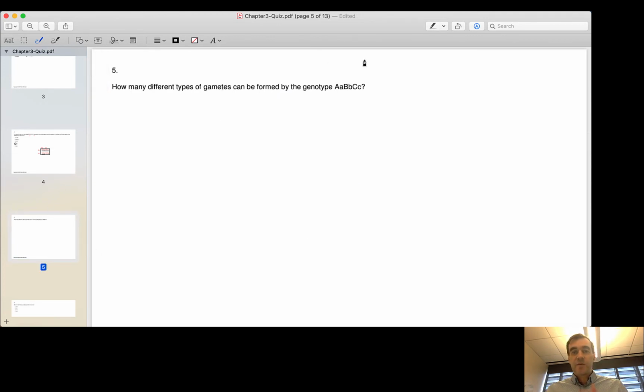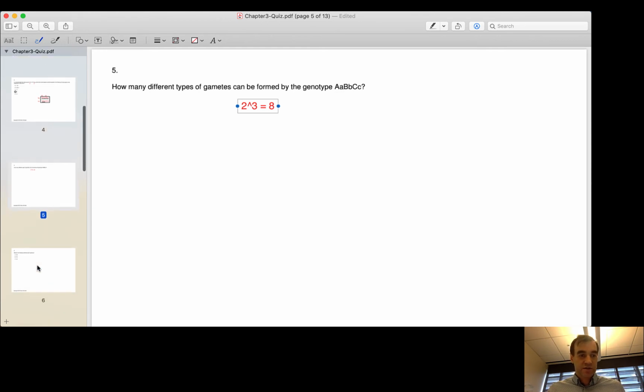How many different gametes can be formed by the genotype? So we have heterozygotes for 3 genes. The most straightforward way to do this is just to do 2 to the third, which is equal to 8. So 2 times 2 times 2 is equal to 8. So there's 8 total gametes that are produced. You could also potentially list all of them out, choosing all the combinations.